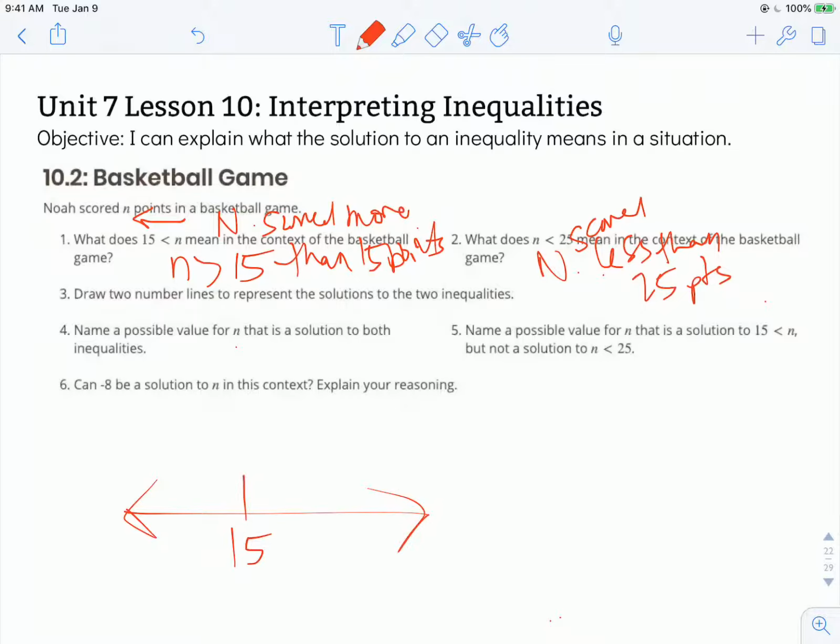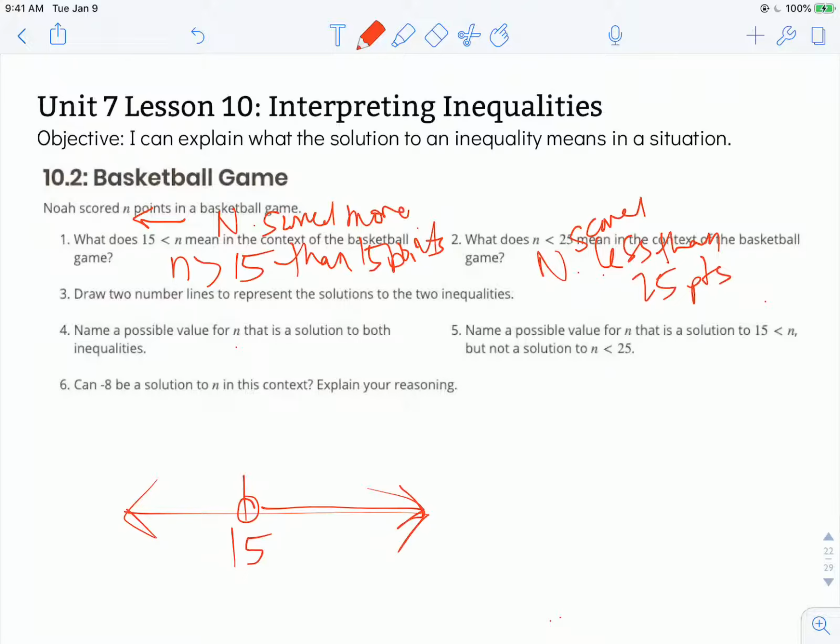And it's greater than 15 but doesn't include 15. So at first thought we would think, okay, let's put an open circle, so that means that it doesn't include 15, and then draw an arrow to the right to include everything that is greater than 15. But we have to stop ourselves and think, whoa, what's the situation? This is a basketball game.